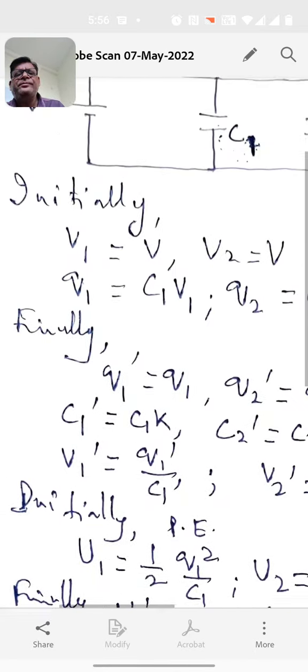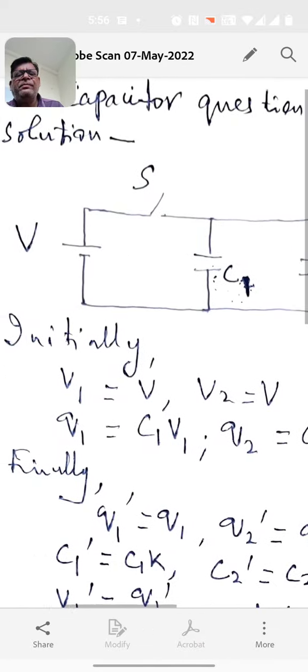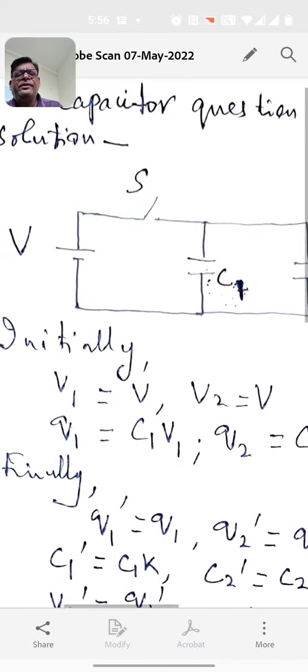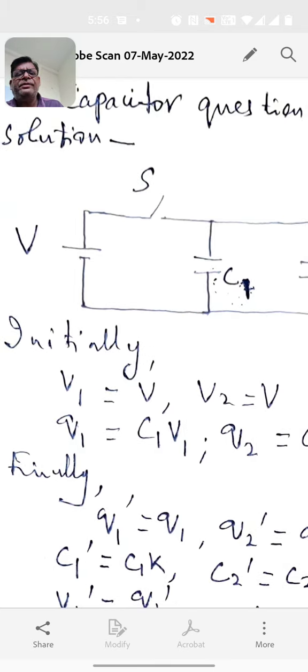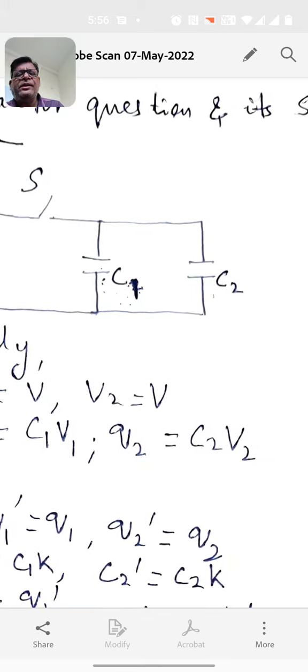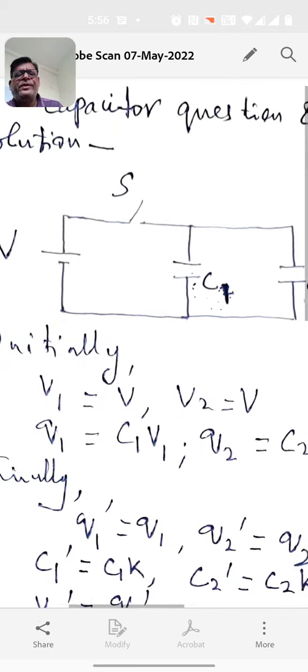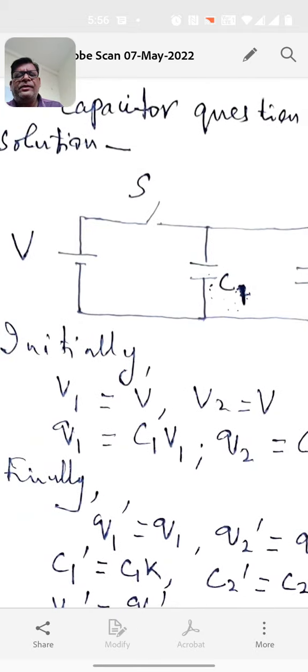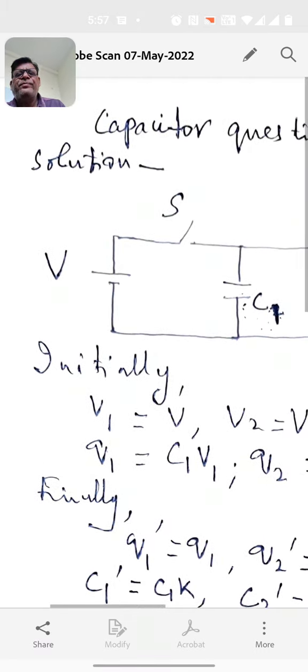So in this way you can solve this type of question if values are given for V, C1 and C2, and also for K. Then you can find out any one parameter or any parameters from charge, potential difference, capacitance, electric field, energy density and potential energy.